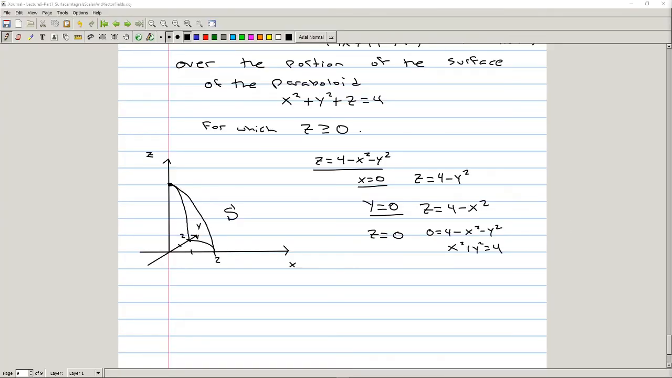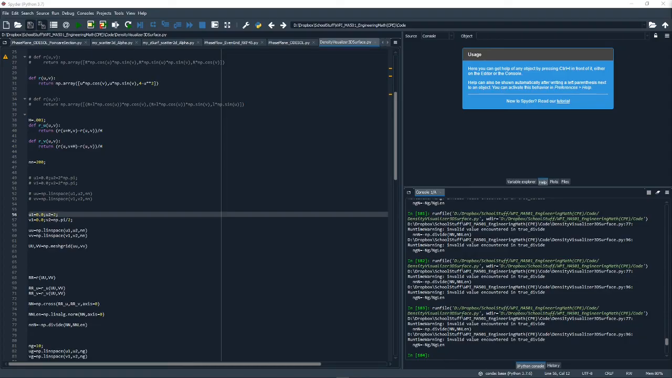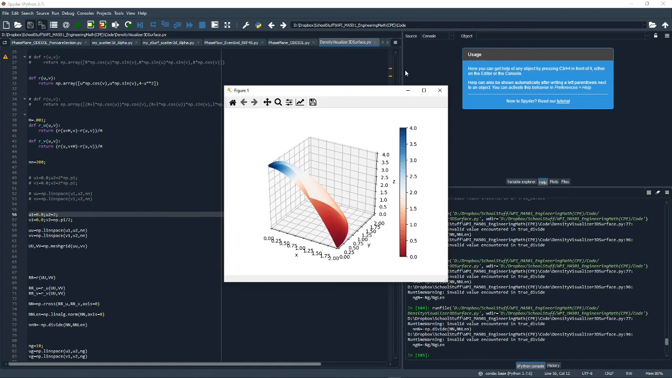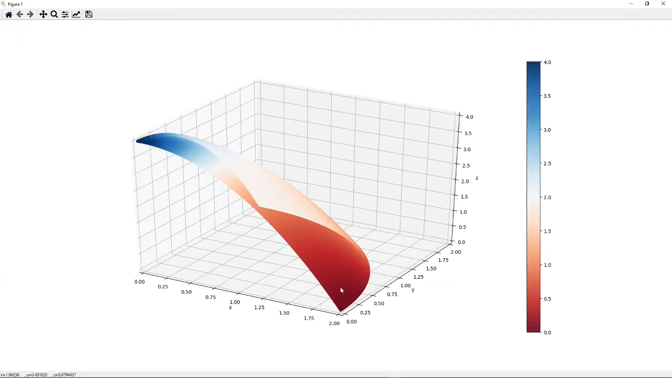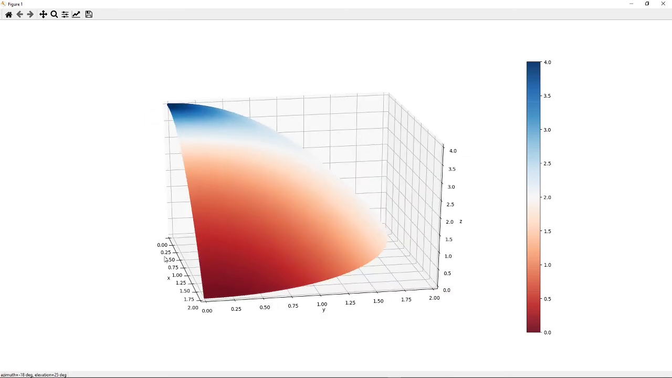So if we open up our Python window, I coded up that code that plots a scalar function on a given surface. If we run the code for this example, sure enough, this right here is a nice picture of exactly what we're talking about, where this is the x-axis, the y-axis, and the z-axis. We have this paraboloid that's opening downwards, and this right here is a plot of the scalar function itself on that surface.